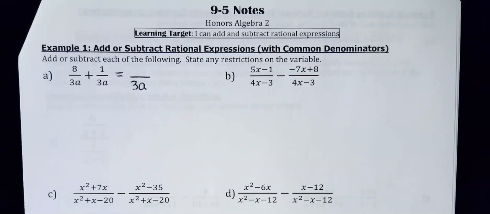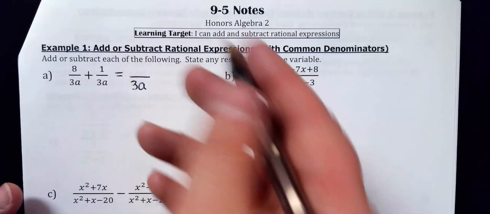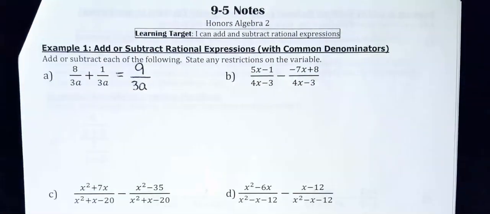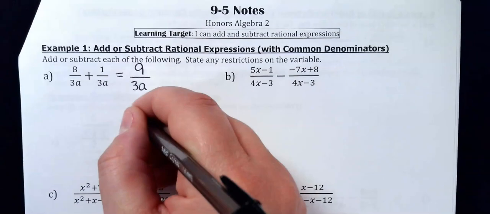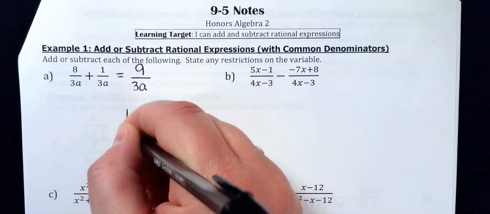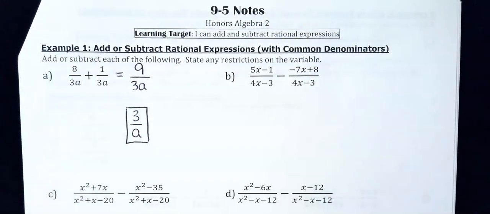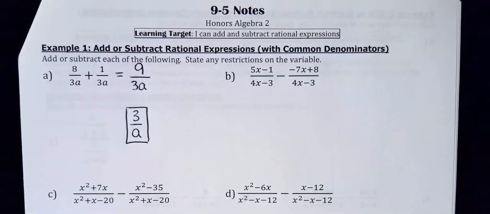And then what you do to actually add is you add the top, the numerator, so 8 and 1 is 9. Once you're there, if you can simplify, you are allowed to do that. If not, then just leave it alone. Can I simplify 9 over 3a in any way? Yeah, it's just 3 over a. The homework is not going to ask you to do any restrictions today, but for the restriction there we would say we don't want a to be 0.